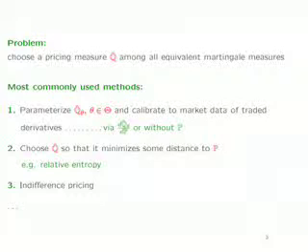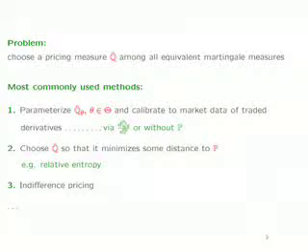And so commonly used methods are, for example, you build a model for the evolution of the underlying, and then maybe you do some statistics and fit empirical data. And then you parameterize, you look at the parameterized family of equivalent martingale measures.